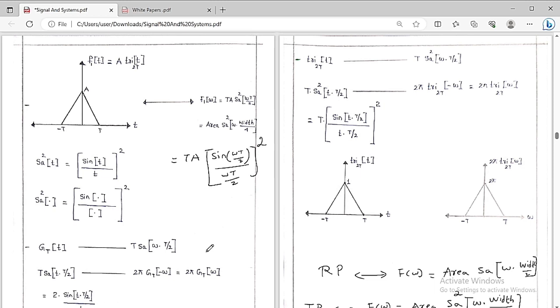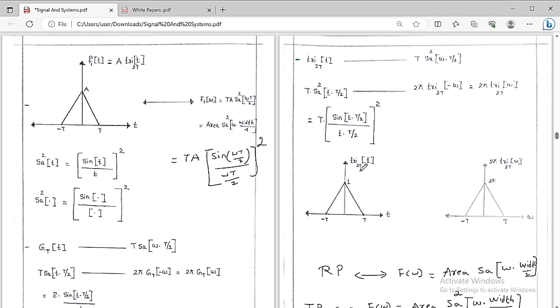Then another important thing is, see, what is a standard thing here, listen carefully. Suppose there is a standard notation. Suppose there is a triangle. The triangle is a standard notation.